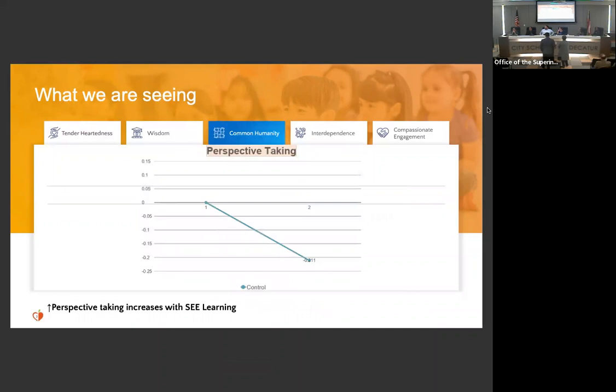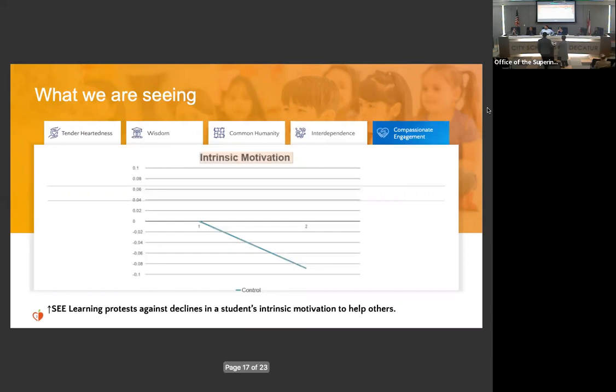Next is perspective taking. We think about common humanity. We think about compassion for others. We think about putting yourself in someone else's shoes. What you can see with business as usual, it actually goes down over the years. So if you do nothing, perspective taking gets worse for most 4th and 5th graders. With CSL learning, it went up, again, like all the others, positive effects. So if anything, CSL learning is protective against the normal decrease of perspective taking habits.